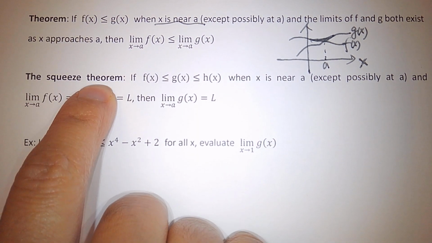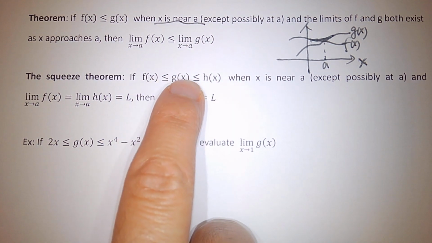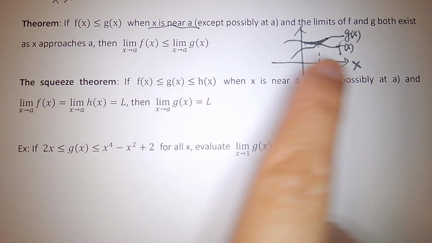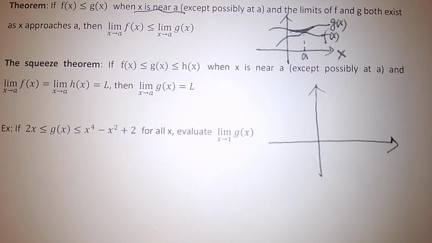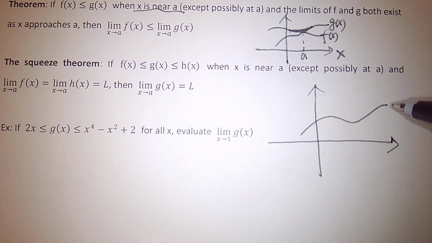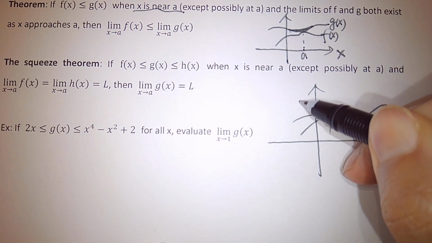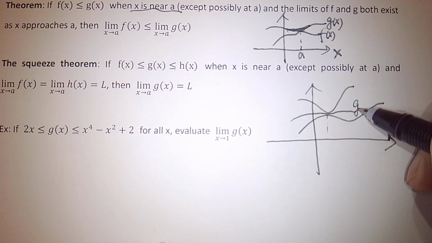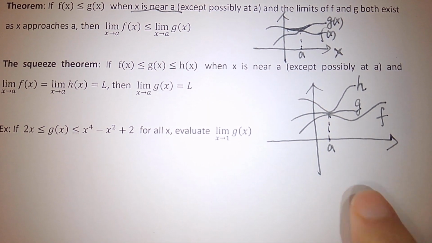This theorem is called the squeeze theorem. There are 3 functions involved: f of x less than or equal to g of x less than or equal to h of x, when x is near a, except possibly at a. So I'm going to draw a picture. Three functions: the function in the middle, a function on top. For example, this is f, this is g, and this is h, when x is near a, except possibly at a.